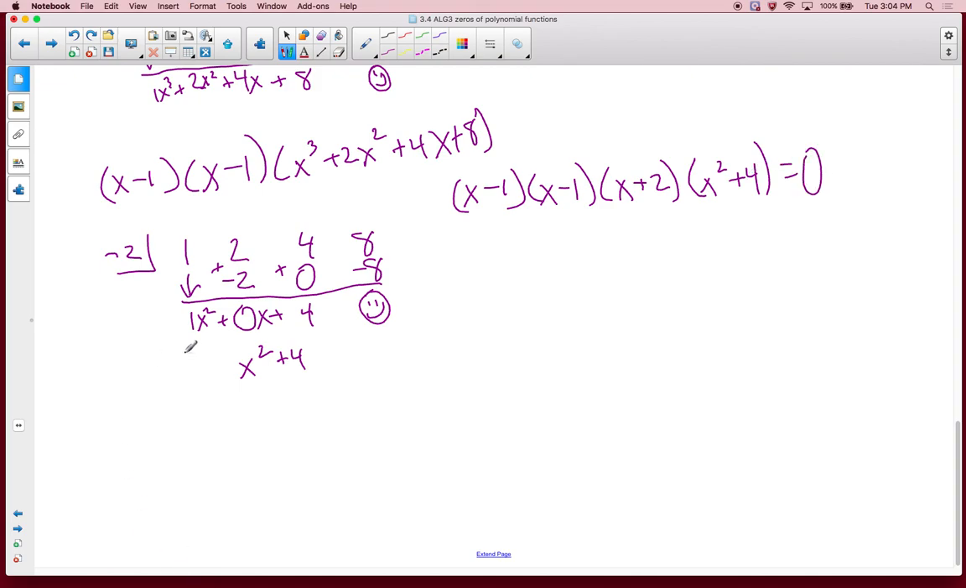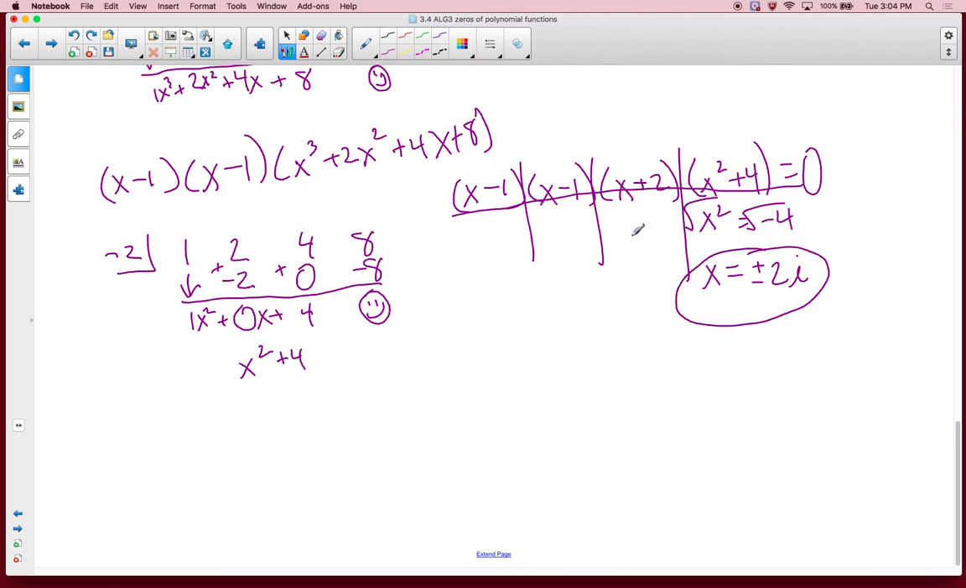We know we're going to end up with 5 answers. We already had all 3 of these first ones. So this one will give me an x squared equals -4. I take the square root. This will give me 2 answers of plus or minus 2i. So here's 2 answers. My other answers here were a -2, 1, and a 1. For a total of 5 answers. That was a good one.